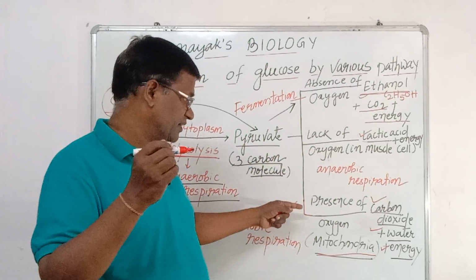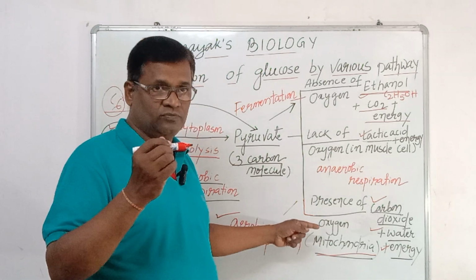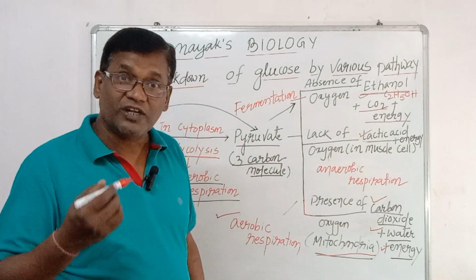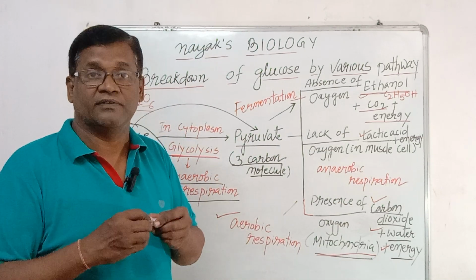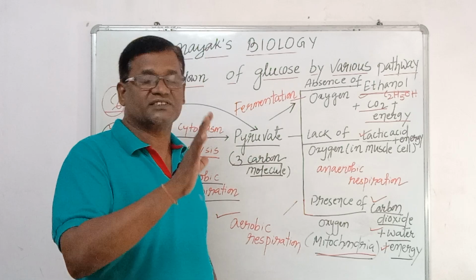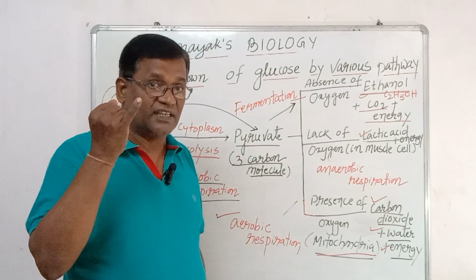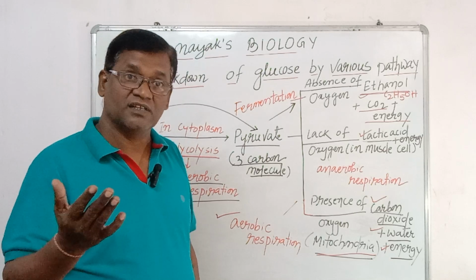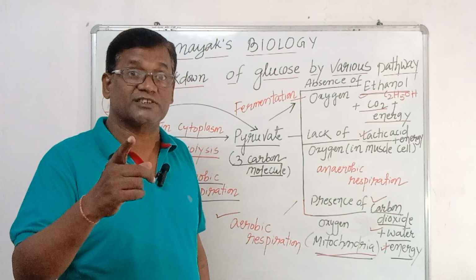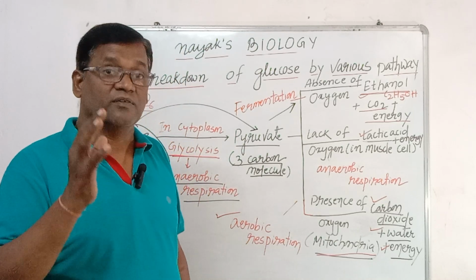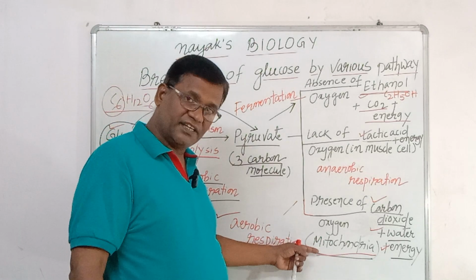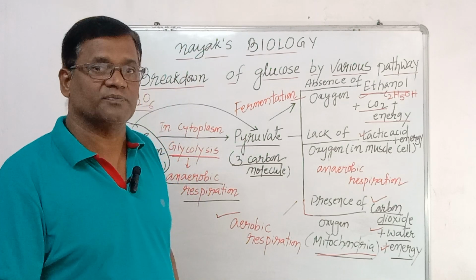And the third one is most important: in the presence of oxygen in the mitochondria, this pyruvate is converted into carbon dioxide and water. Then what about us? All the cells of a human body perform aerobic respiration, meaning without oxygen our cells cannot respire, whereas yeast cells and some bacterial cells can respire anaerobically. In our body there is no cell which can respire in the absence of oxygen, because all the cells perform aerobic respiration in the presence of mitochondria, and it gives more energy than anaerobic respiration.